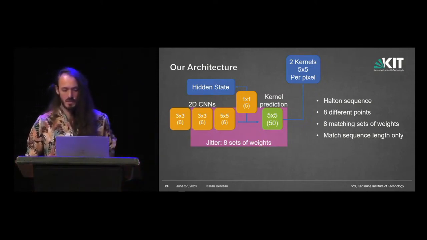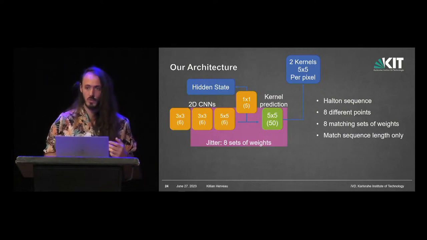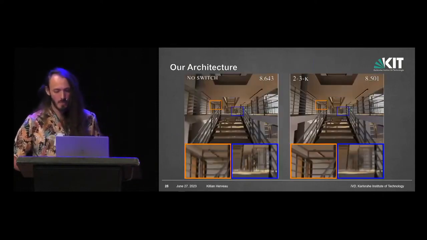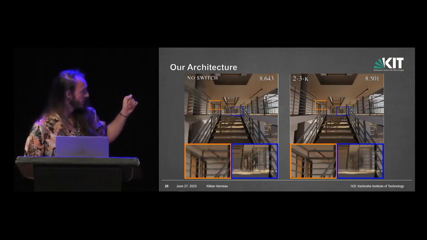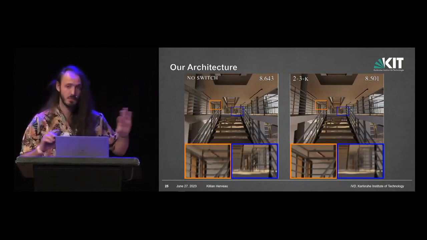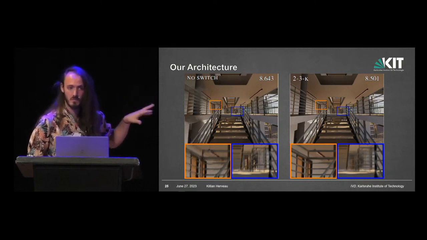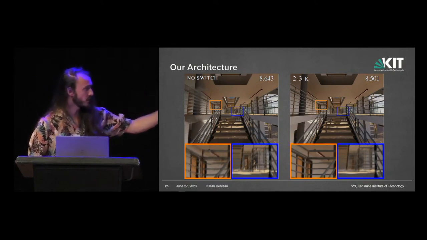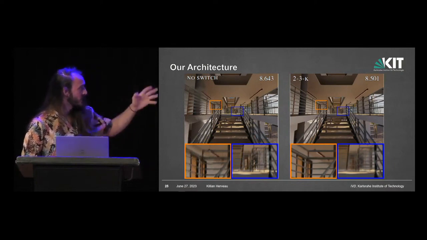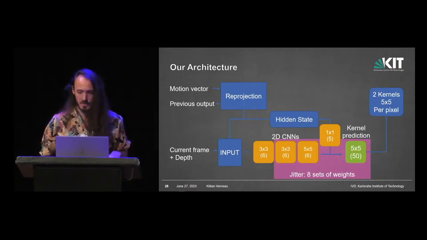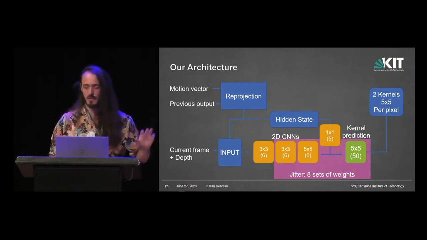And we noticed that there is a significant improvement when we also match this strategy with our kernel prediction. And you can see it here. On the left, we have the exact same network, but one has no rotating jitter sets of weights, and on the right, you do. So you can see a significant improvement there. We have also more variants of which layers we rotate, and you can see that in our paper.